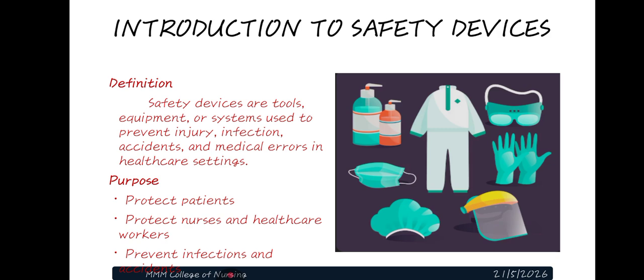Introduction to safety devices. Definition: safety devices are tools, equipment, or systems used to prevent injury, infection, accidents, and medical errors in healthcare settings. Purposes: protect patients, protect nurses and healthcare workers, prevent infection and accidents, improve patient safety and care quality. So, the safety devices are essential in hospitals, clinics, and nursing homes.